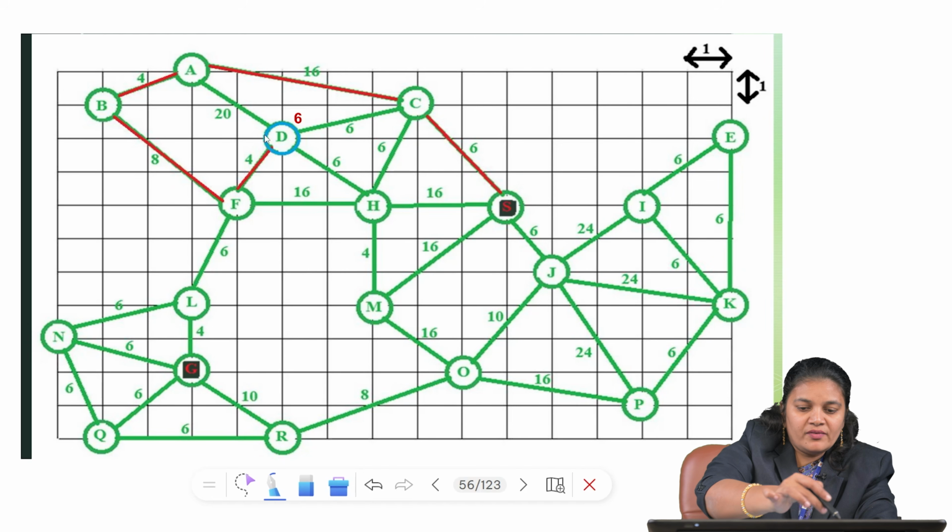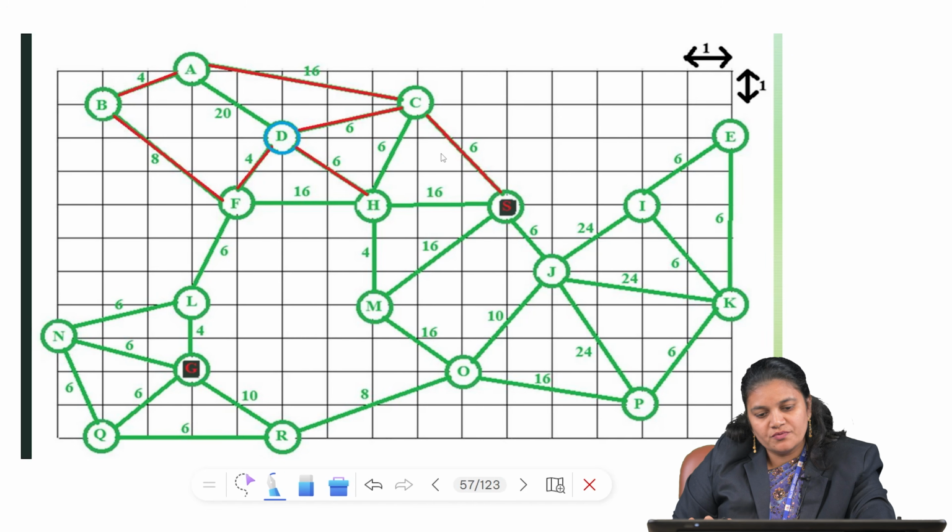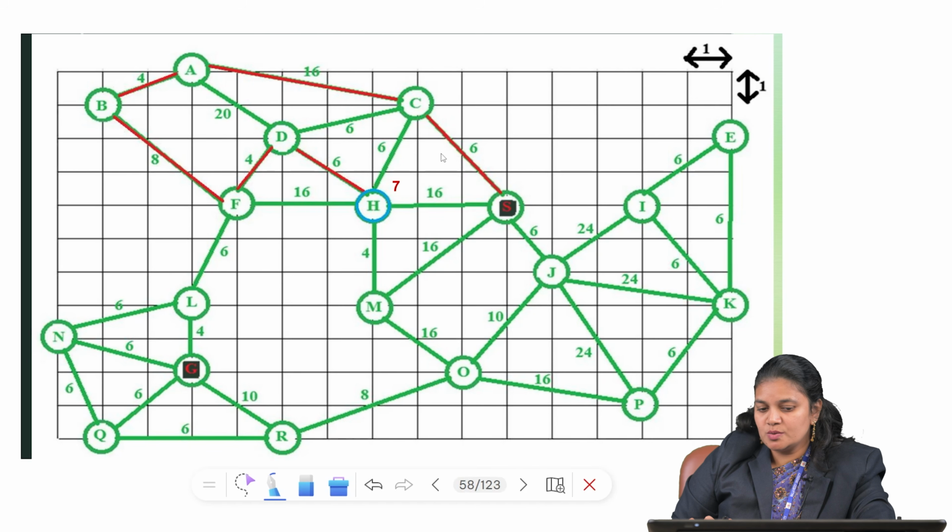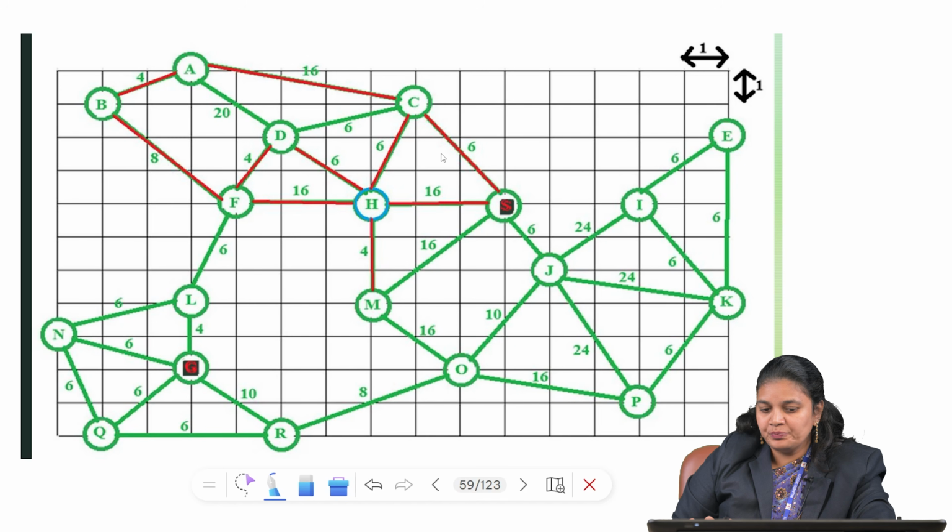From D, we have A, C, F, H. Only H is not visited. All others are visited. So next, the option will be H. We are moving to H. H is being visited. From H, again, we'll move to M.